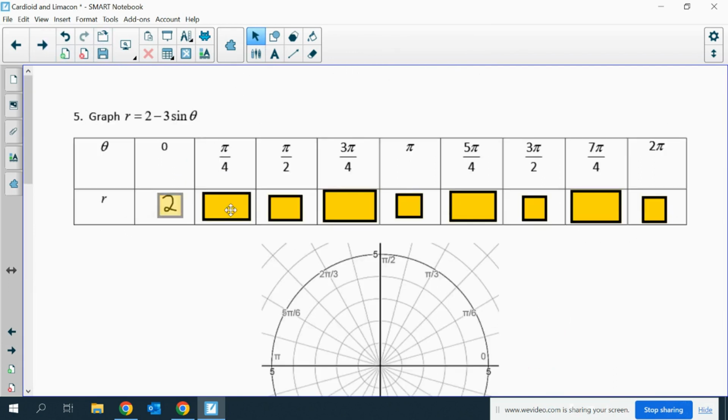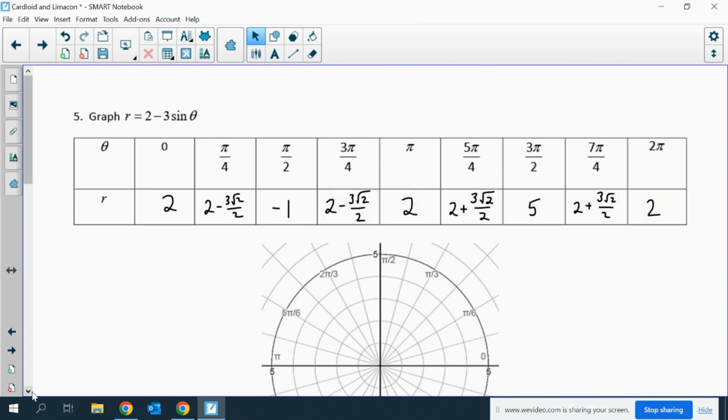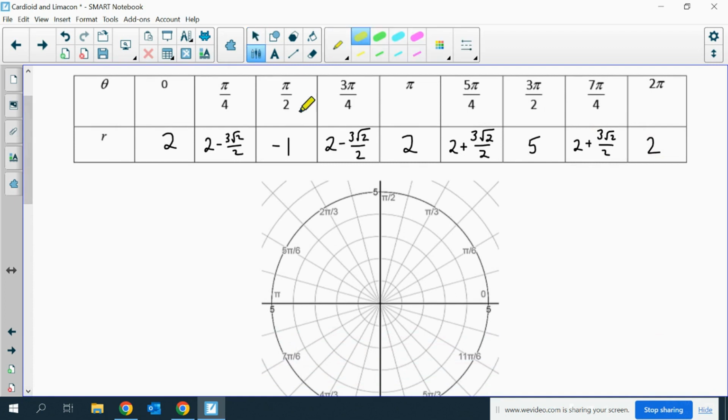Okay, quickly, we're going to do 2 more examples. So if we look at 2 more Limacons, I see 2 comma 0.